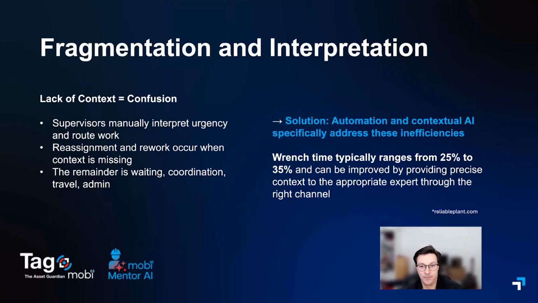So the solution here is really to automate what we can automate. And we see here wrench time typically ranges from 25 to 35%. Feel free, if you're not shy, to put in the chat what you think your average wrench time is. I would say most of the clients I've worked with would be transitioning over 50%. But I always like to have some of those stats from clients, so feel free to communicate that to us.